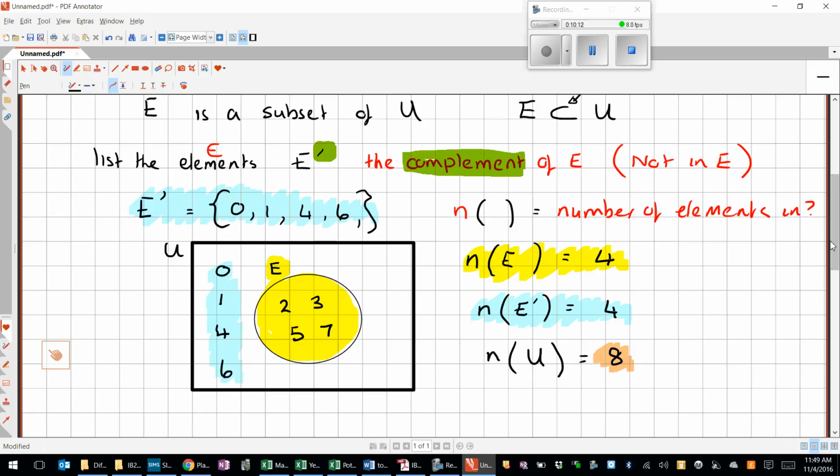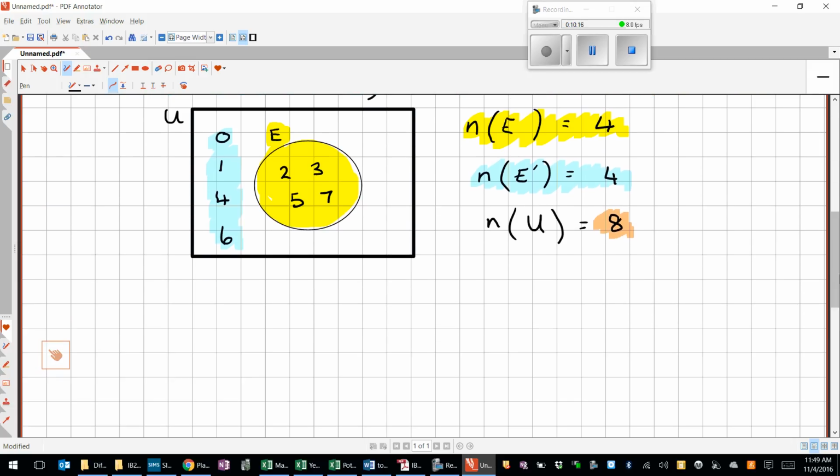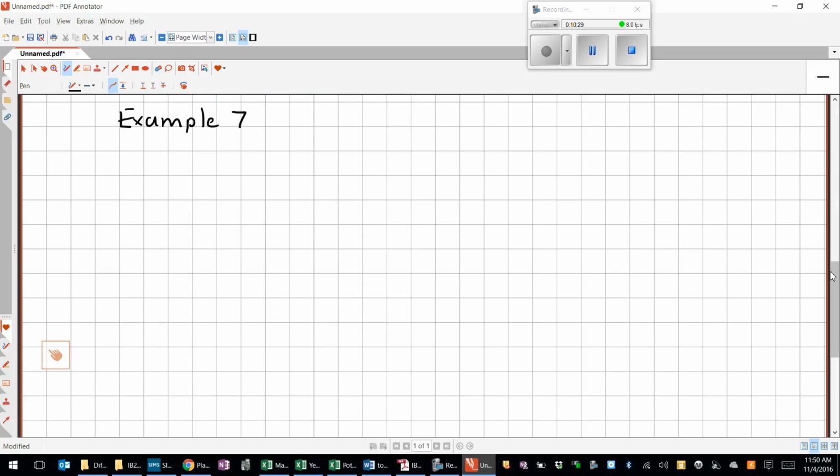Okay, we're ready. Have a look at example 7 over the page. Now, obviously, the answer's there. But what I would like you to do is write out that question and see whether you can do the Venn diagram and come up with the same answer. We'll give you 5 minutes, and if you're really struggling, we'll go through it together.